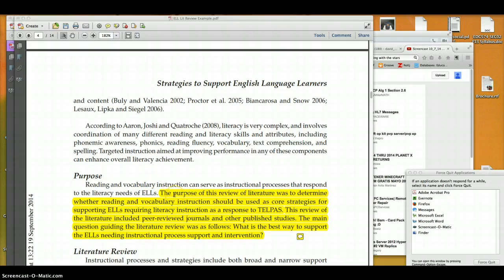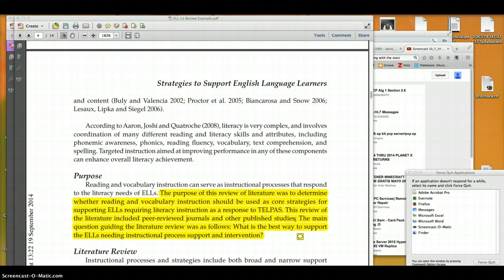And this purpose statement is really clear, and you can feel free to use similar wording in your own study. So see, the highlighted portion is the purpose of this review of literature to determine whether reading and vocabulary instruction should be used as core strategies for supporting ELLs requiring literacy instruction as a response to TELPAS. This review of literature included peer-reviewed journals and other published studies. So you're telling me what the methodology, at least in part, is here.